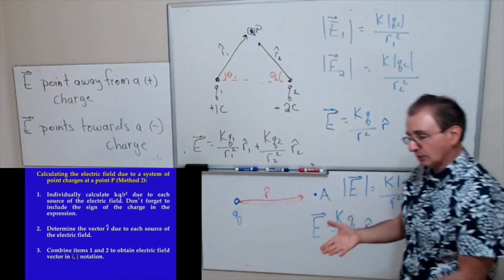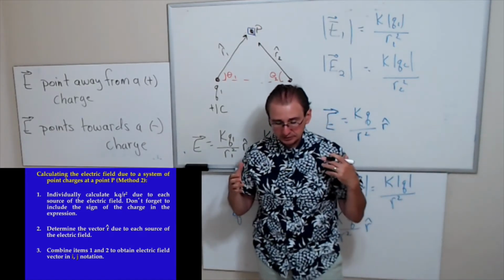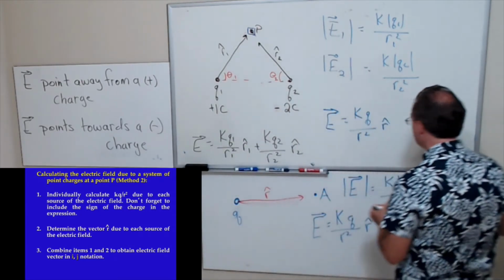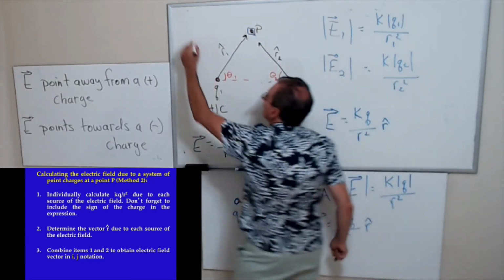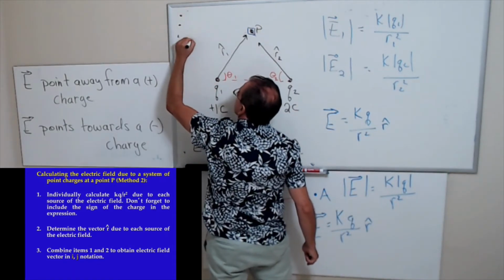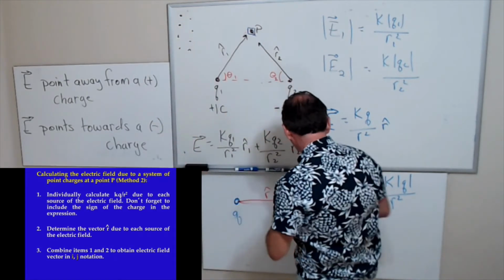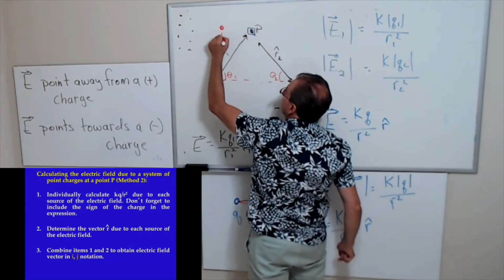By the way, I want to say one more thing about the electric field. The electric field allows you to say, well, let's say I have a lot of charges. Let's say these black dots are some charges in space. And I want to find the electric field at this point, P.